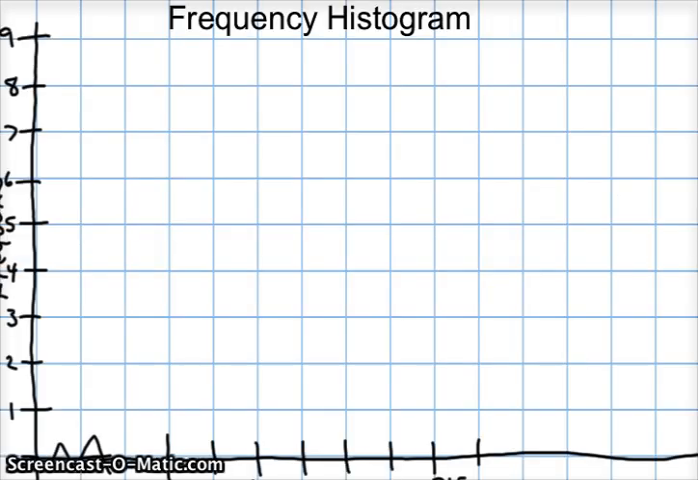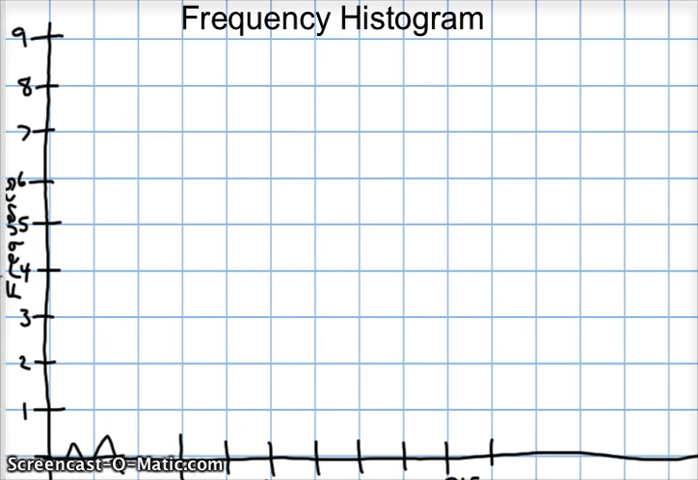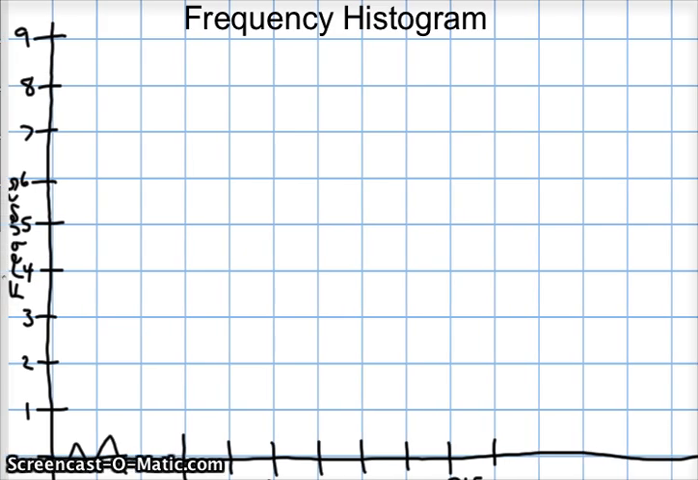So the first one's a frequency histogram. Some things you need: a title. It's kind of hard to see, so I'll slide it over. You also need to label your X and Y axis. So my Y axis is labeled frequency. And if you remember from the video, it was graphing the height of plants. So frequency histogram for plant height.